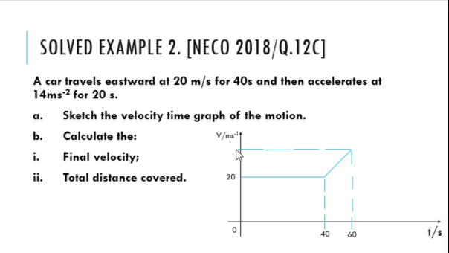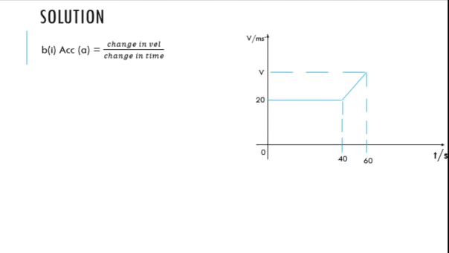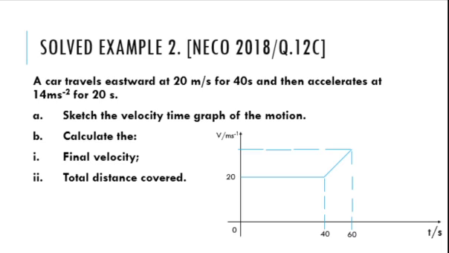You don't know the final velocity at this point, but you have been given the acceleration that led to this velocity. So what we need to do here is to calculate the acceleration first, then calculate the velocity here. And the question even requires us to use the graph to calculate the final velocity. So we want to know the velocity at this point.